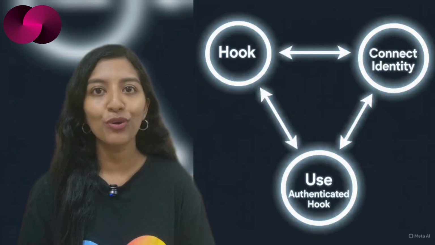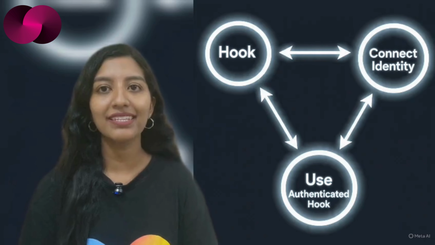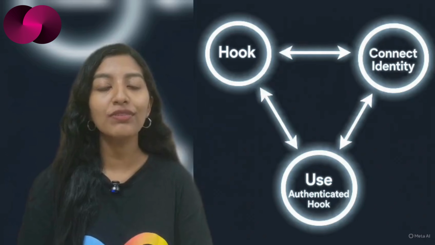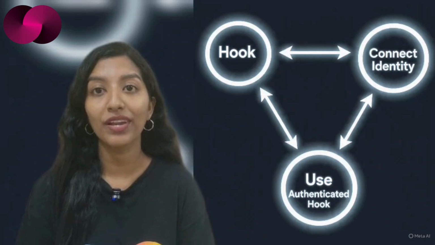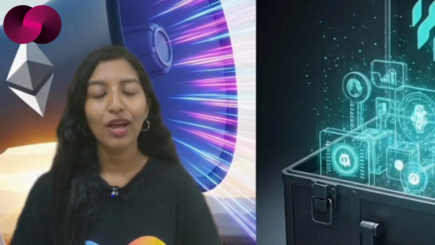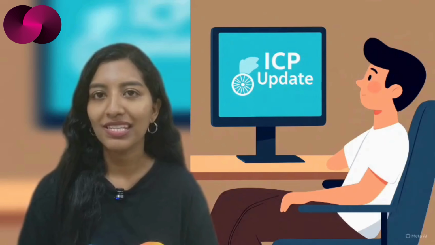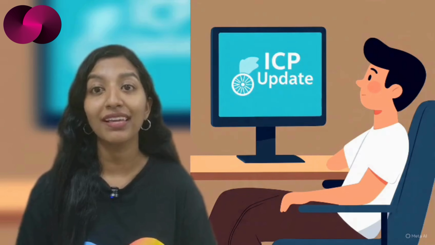Create a typed hook for the canister, connect identity in beforeLoad, and then use the authenticated hook in your queries or React components. For ICP, this shows once again our focus on improving developer experience. While Ethereum often dominates the conversation, ICP is carving its niche by offering practical upgrades that can make or break adoption. For developers frustrated with authentication, this update might feel like a breath of fresh air.